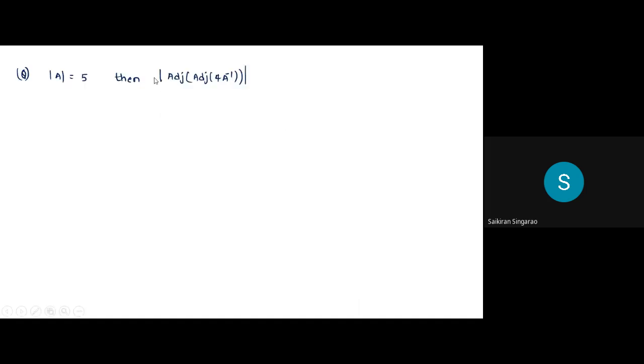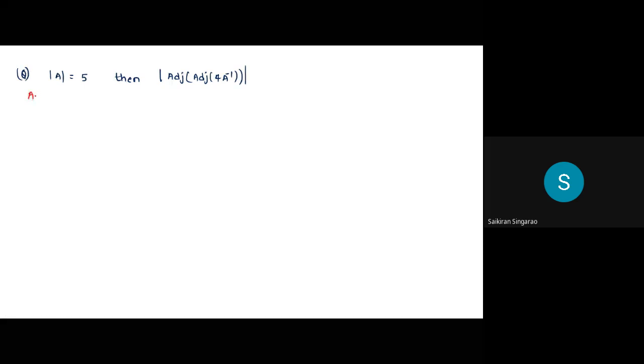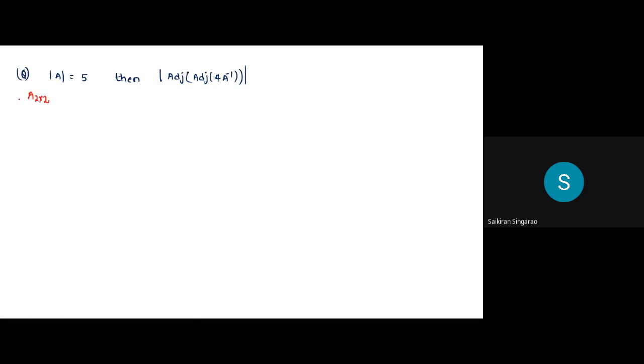Yeah, interesting problem, sir. If determinant of A is 5 and just take A as a 2 cross 2 matrix, then I'm asking you determinant of adjoint of 4A inverse. A inverse is also a matrix. Can you try this now? Please try this, sir.